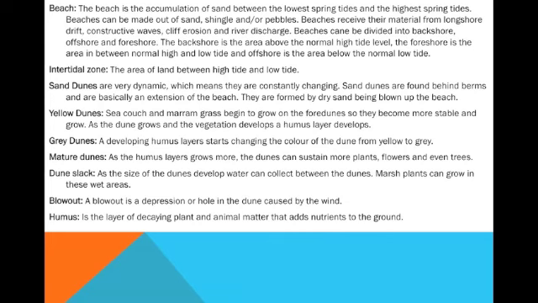What's a gray dune? Well, it's when there's a developing humus layer, and that layer starts changing the color of the dune from yellow to gray. Mature dunes: this is when the humus layers grow even more, and then the dunes can sustain more plants, flowers, and even trees. Then dune slack: as the size of the dunes develops, water can collect between the dunes. Marsh plants can grow in these wet areas. Blowout. A blowout is a depression or hole in the dune caused by the wind. Humus is the layer of decaying plant and animal matter that adds nutrients to the ground.